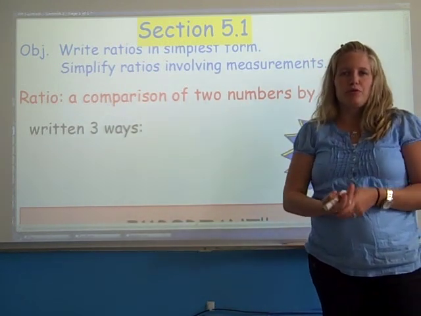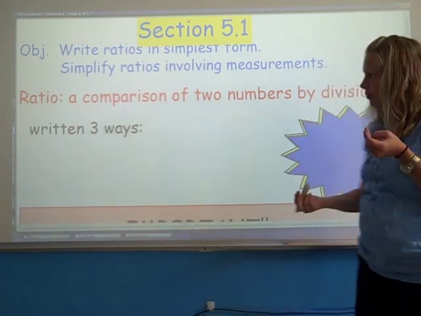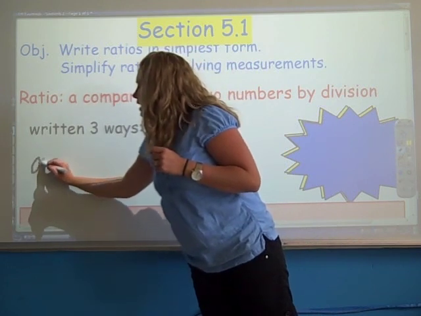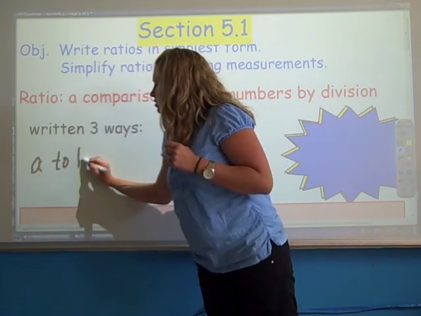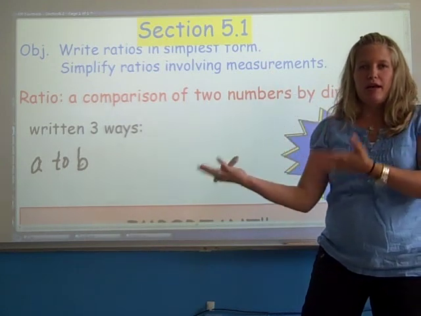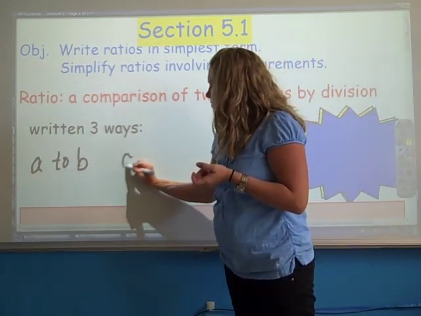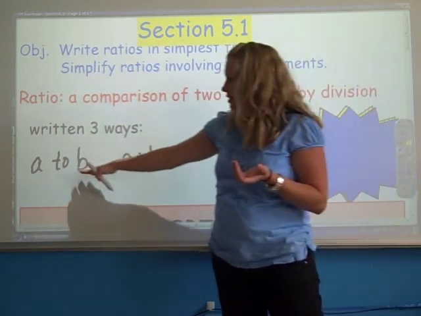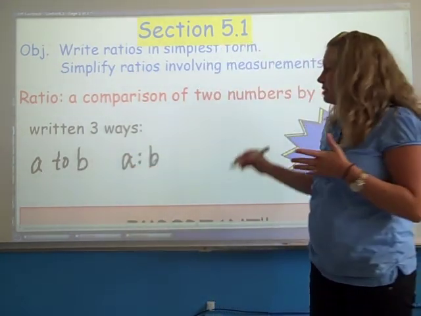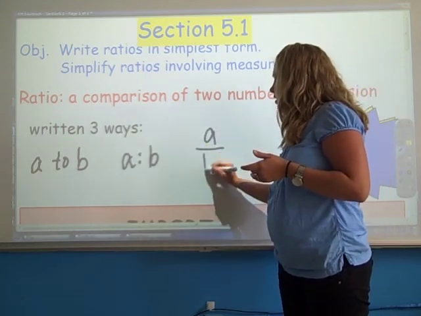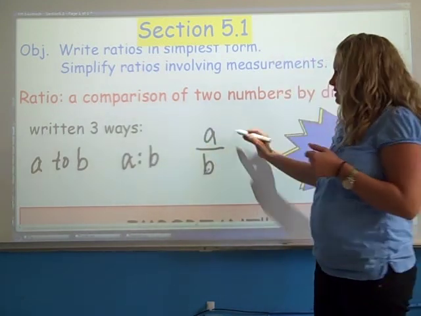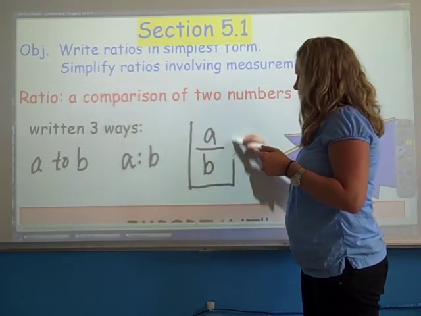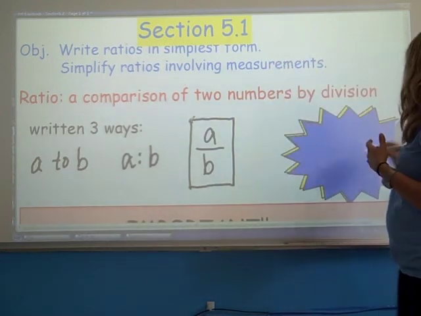Now, in elementary school, you learned 3 different ways to write a ratio. One of the ways was probably A, and then the word "to", B. So you're comparing A to B. Another way to write it is with a colon, A:B. We read it the same way, A to B. And the last way is a fraction, A over B, A to B as well. This is the common way that we're going to be using this entire chapter.